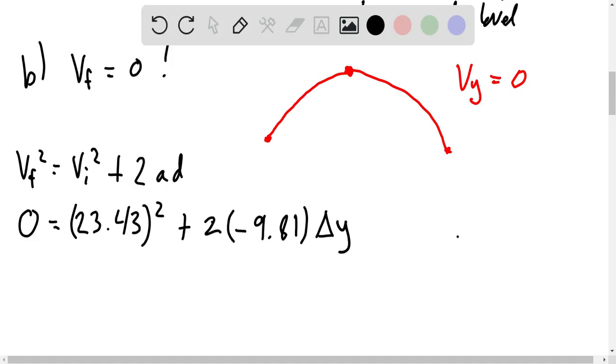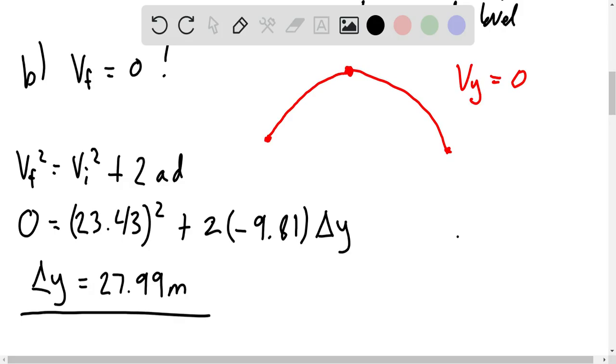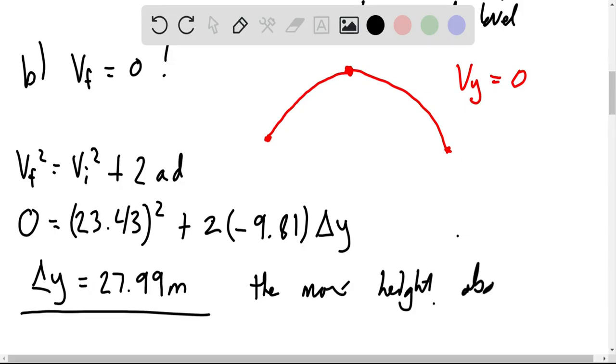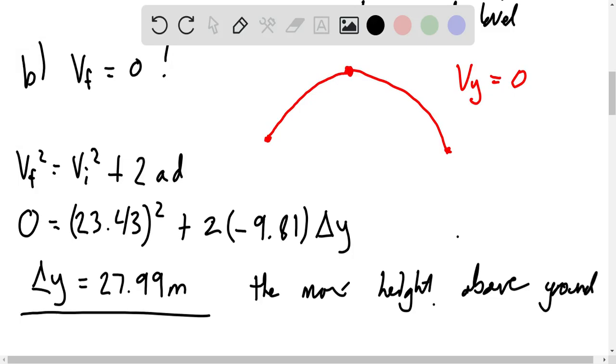And so when we solve for delta y, after some algebra, we find that delta y is equal to 27.99 meters. And so this is the height at which, I guess a better way to say it would be the maximum height above ground, the maximum height above ground the object will reach.